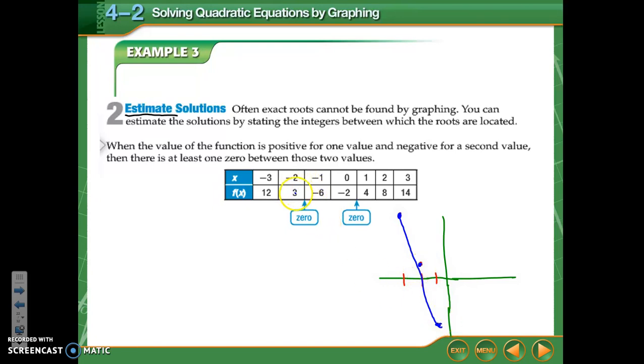That's the point here, that when my y value changes from positive to negative, there has to be at least 1 zero between those two values. Remember, the value of my function is the y value. So when my function value goes from positive to negative, there has to be a 0 somewhere between there. So in this case, we would know that there is a 0 between negative 2 and negative 1, even though I didn't draw it super great.